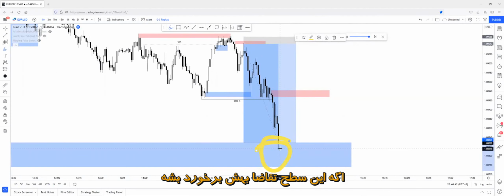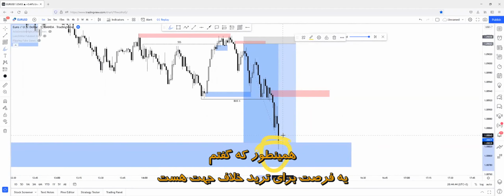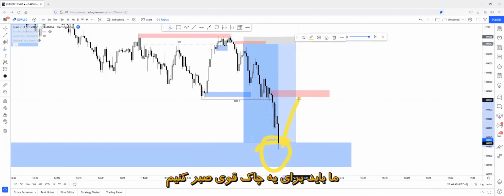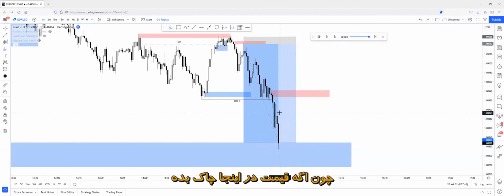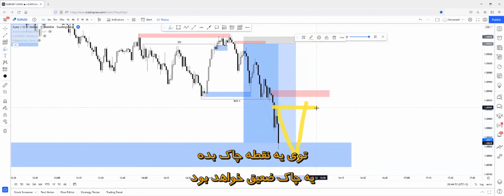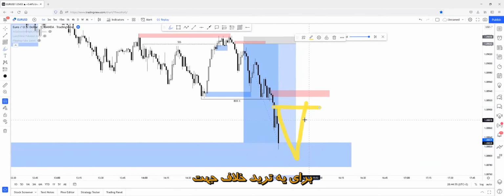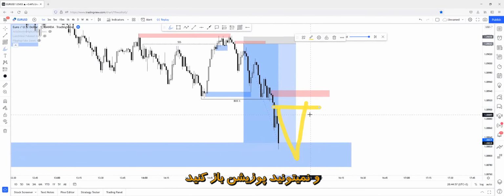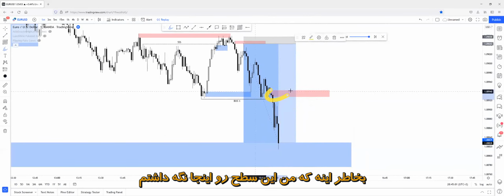If this demand zone is being tapped, as I said, it's a counter trend opportunity. So if a long opportunity forms, we need to wait for a strong change of character. Because if price changes character in one place, that will be a weak change of character in a counter trend trade, and you can't open a position on a weak change of character. And that's why I'm keeping the supply zone up here.